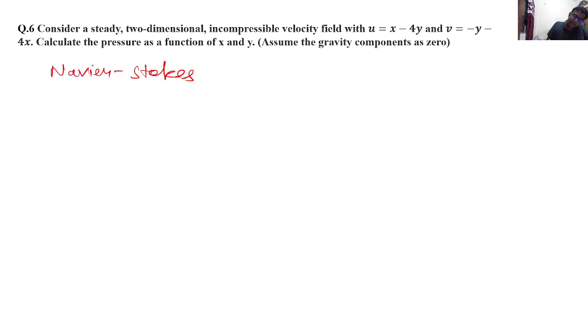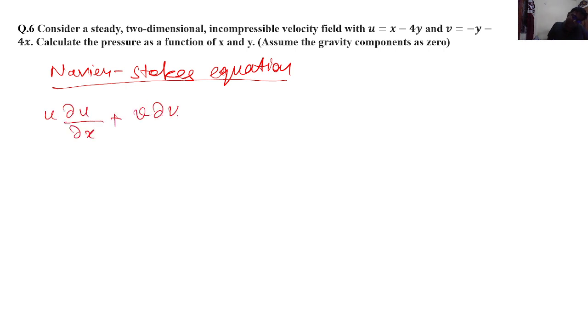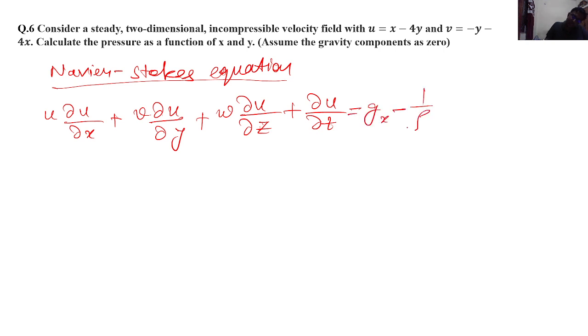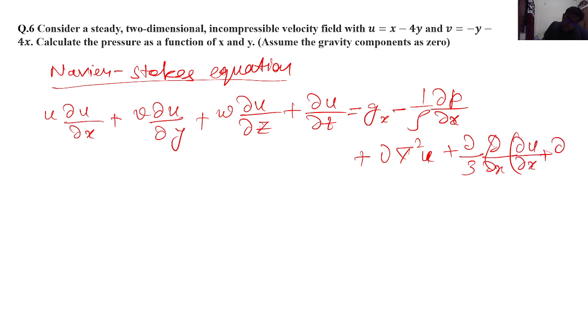It looked somewhat like this: u del u by del x plus v del u by del y, let us suppose we are just considering the x component of the Navier-Stokes equation, plus w del u by del z plus del u by del t equal to gx minus 1 by rho del p by del x, where p is the pressure intensity, plus kinematic viscosity times the Laplacian of u, plus kinematic viscosity times del by del x of del u by del x plus del v by del y plus del w by del z.